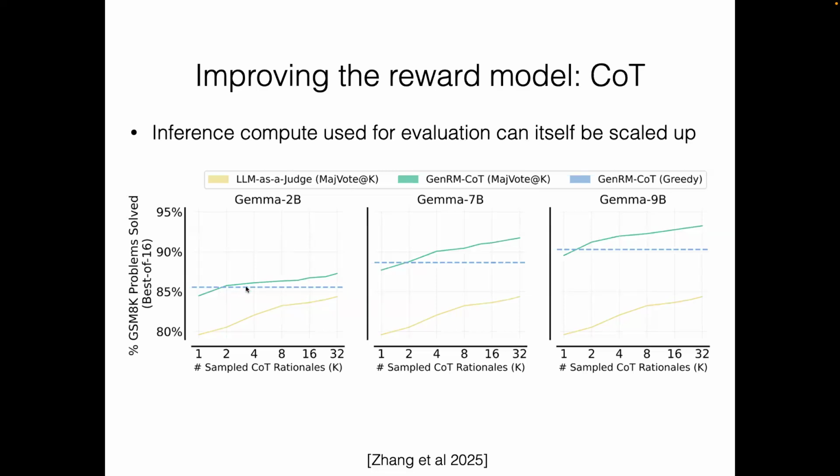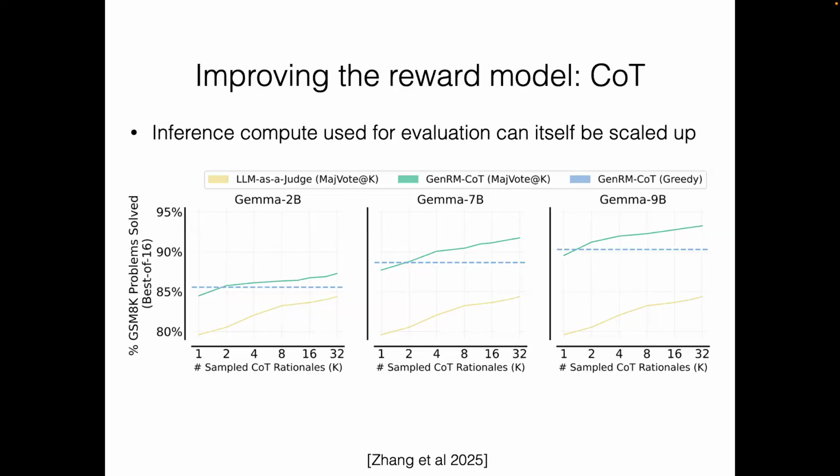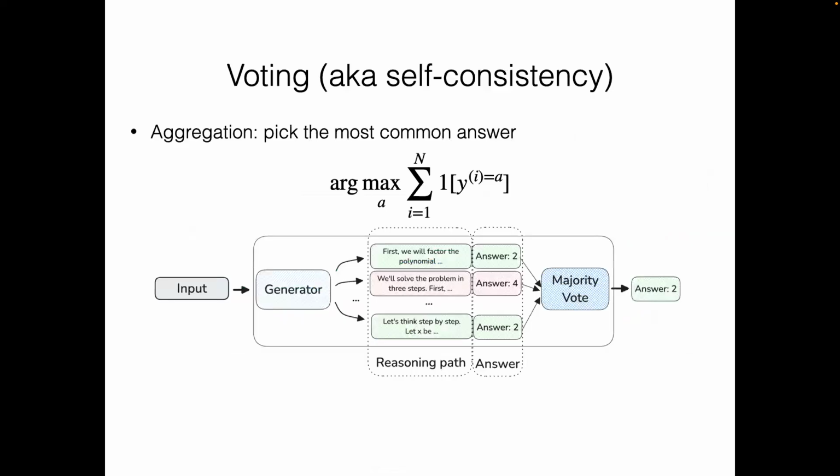Okay, and it seems like the reward model does better as you sample more and more chains of thought and try to aggregate them. Okay, so that's going to be it for best of n. Any questions about that? Otherwise, I'll start talking about the next method.